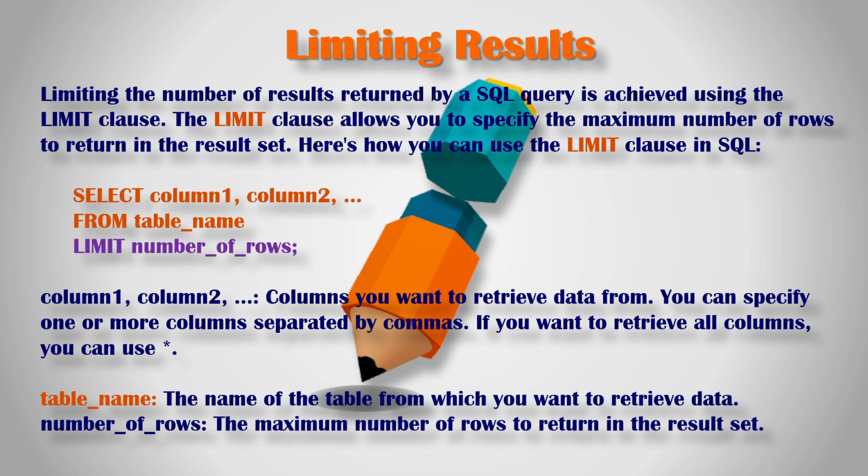SELECT column1, column2, ... FROM table_name LIMIT number_of_rows; column1, column2, ... are the columns you want to retrieve data from. You can specify one or more columns separated by commas. If you want to retrieve all columns, you can use *. table_name is the name of the table from which you want to retrieve data. number_of_rows is the maximum number of rows to return in the result set.